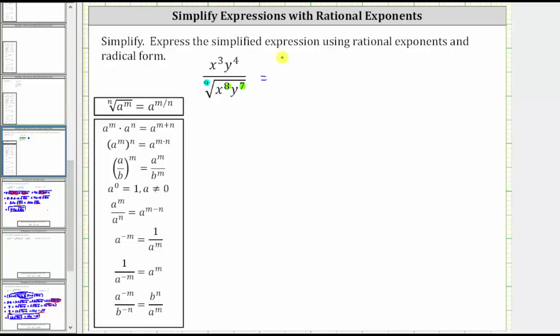The given expression is equivalent to x cubed y to the fourth divided by x raised to the power of 8 ninths y raised to the power of 7 ninths. And now because a fraction bar represents division, we will divide. Remember, when dividing and the bases are the same, we subtract the exponents. x to the third divided by x to the 8 ninths is equal to x raised to the power of 3 minus 8 ninths. And y to the fourth divided by y to the 7 ninths is equal to y raised to the power of 4 minus 7 ninths.